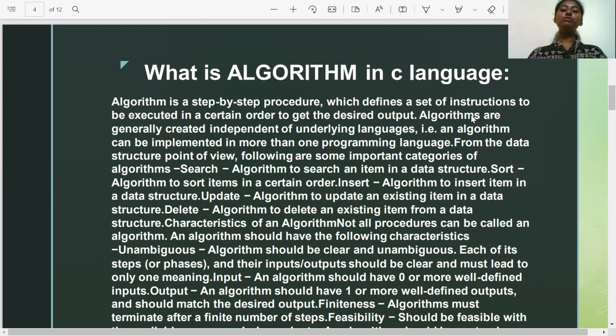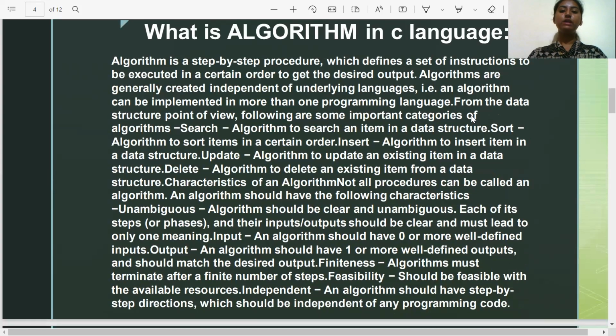Input: an algorithm should have zero or more well-defined inputs. Output: an algorithm should have one or more well-defined outputs, and should match the desired output. Finiteness: algorithm must terminate after a finite number of steps. Feasibility: should be feasible with the available resources. Independent: an algorithm should have step-by-step directions which should be independent of any programming code.